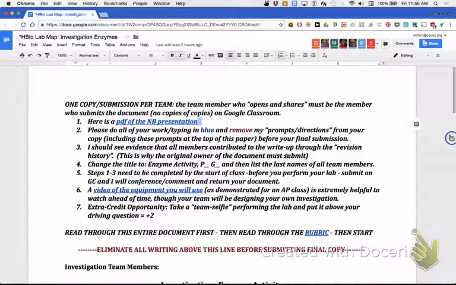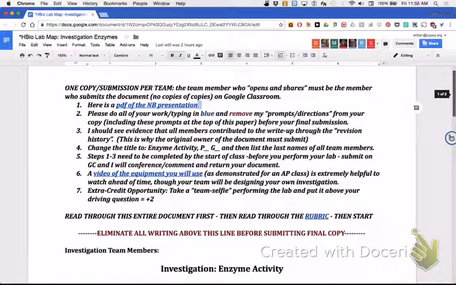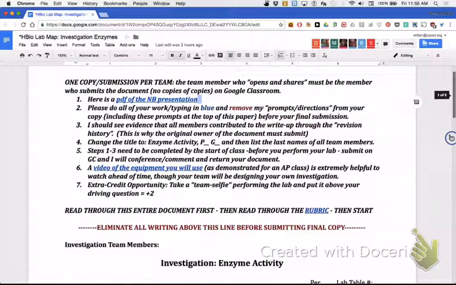So let's go over this, okay? If you look up here at the top, you're going to have one submission per team. One submission per team. Whoever opens and shares owns and submits. Okay? Whoever opens and shares owns the document, and they're the ones who submit. You're going to do all of your work in what? Blue. And you're going to remove all my prompts before you turn in your final copy. Okay? Before you turn in your final copy.